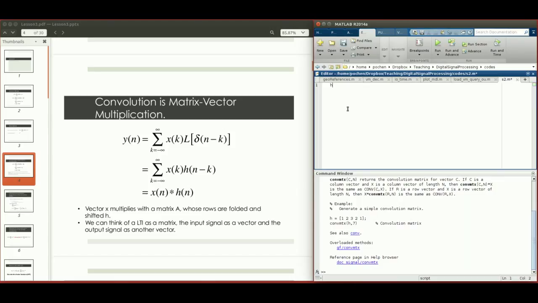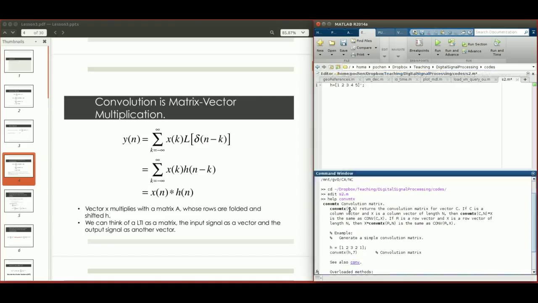Let's assume that h, our assumed impulse response, equals 1 2 3 4 5, just 5 points. But let's transpose it, because if you just write it like that, it's going to be a row vector, and this prime is going to transpose the row vector so you get a column vector, because conv mtx actually takes a column vector, right?